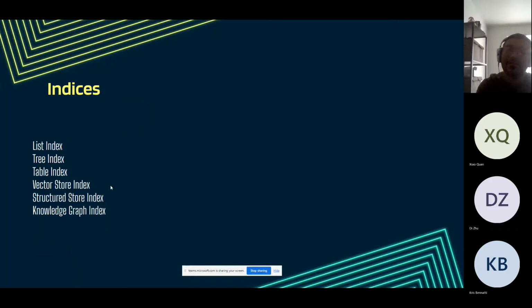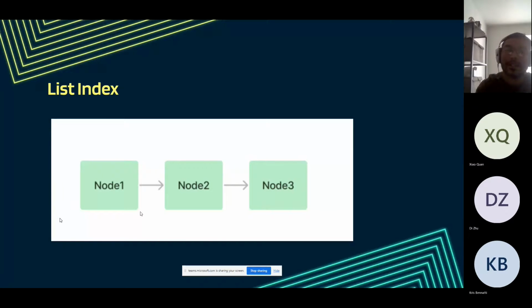And you can build a whole lot of different types of indices. So let's look at each of them in a little more detail. All these diagrams are coming from their own documentation. The most simple one is a list index. How does a list index work? It's basically a sequence of document collections, or chunks. Let's say you have a document that doesn't fit into the context of a language model. You just split it into chunks like this, and that's how you have this particular index.